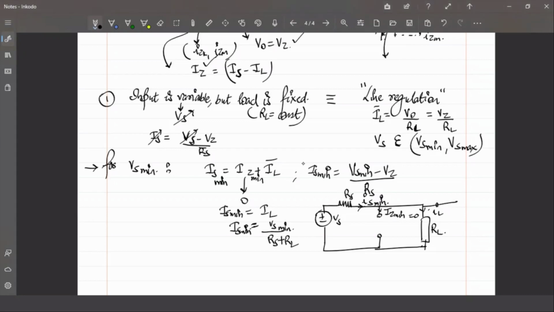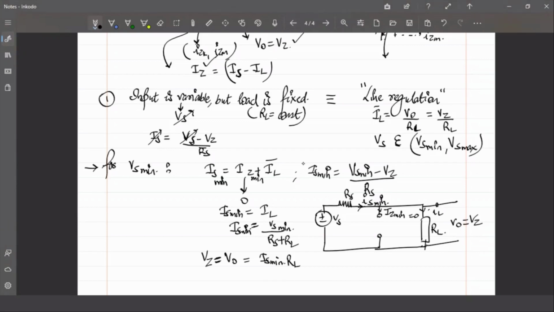And in that case, what will be the output voltage across this, V naught? This will be equal to this current Is minimum multiplied by the load resistance value, that is RL. But we want this output voltage at the boundary condition also, that means just after which regulation is lost. At the boundary condition, we want to find the minimum value of Vs, so we still assume that regulation is taking place. So we equate this output voltage to Vz to find this boundary condition or minimum point.